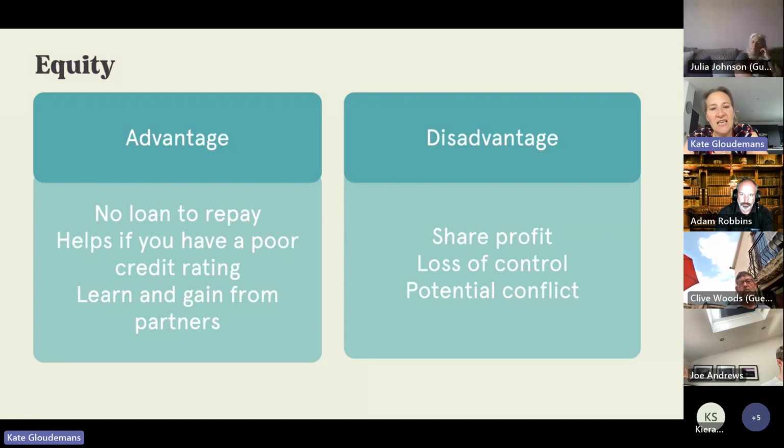The disadvantage is that obviously you're going to be sharing the profit, the value of your business. You might lose an element of control, but in reality you shouldn't, and there might be potential conflicts as to how you run the business. So there are different types of equity raises depending on the size of your business. So if you're a startup, it might be something we refer to as pre-seed. So that's when you're a startup, you're developing product and doing market research.